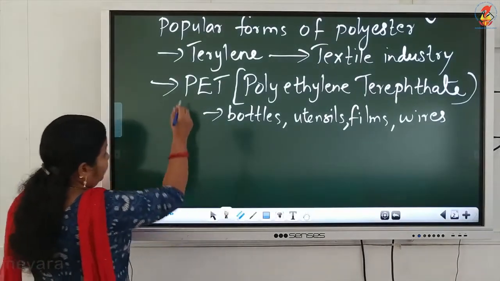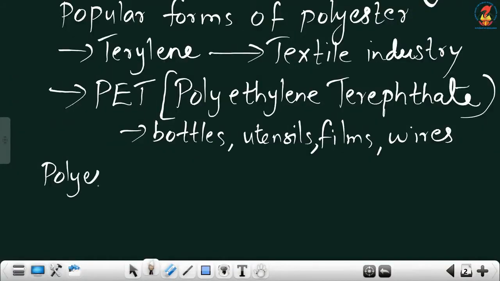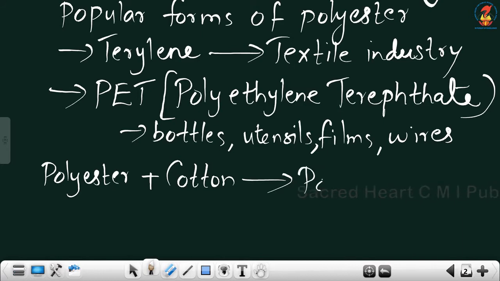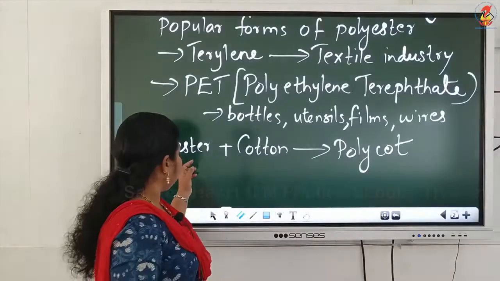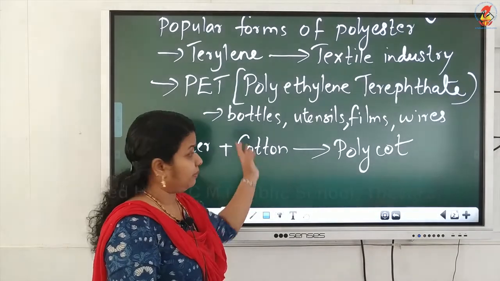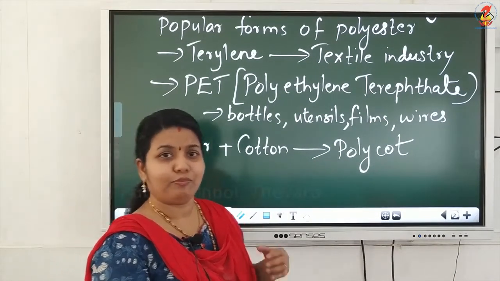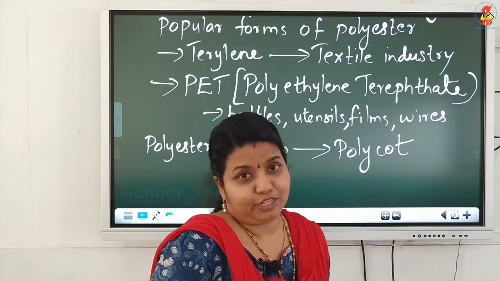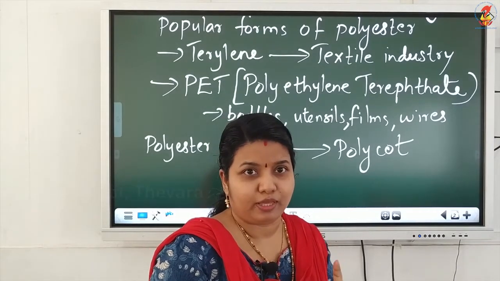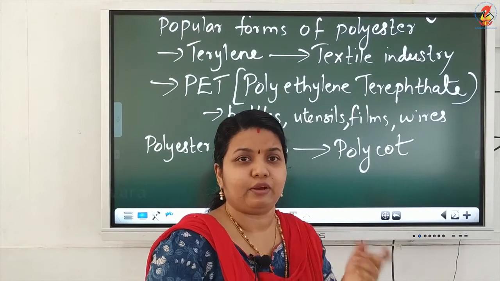Now, polyester fibers. Polyester is a synthetic fiber. It can be mixed with the natural fiber, cotton, to make fabrics which come under the name polycot. So, a synthetic fiber is mixed with a natural fiber and you get mixed fabrics. You can make mixed fabrics. So, they will have properties of both synthetic fibers and natural fibers. Okay, so one example is polycot, which is a mixture of polyester and cotton.